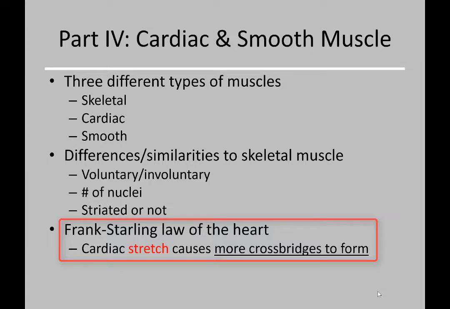So that's the main point here. The Frank-Starling law of the heart is due to cardiac stretch. It will respond by contracting more forcefully. And that's it for our muscle physiology.